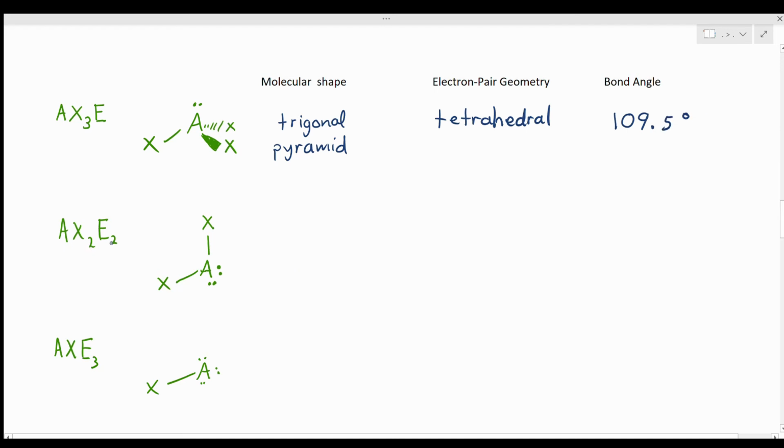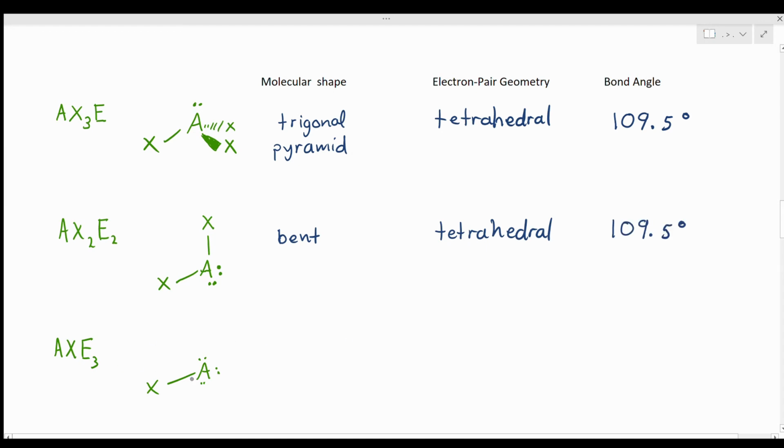For AX2E2, we have 1 central atom bonded to 2 outer atoms, and we have 2 lone pairs of electrons on A. The molecular shape for this is going to be bent, and the electron pair geometry is going to be tetrahedral, and the bond angle is going to remain at 109.5 degrees.